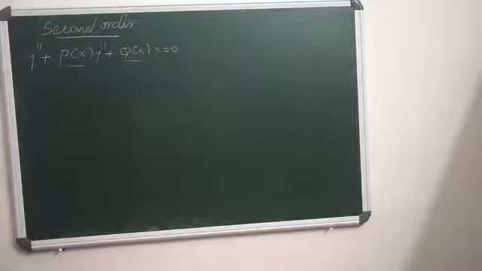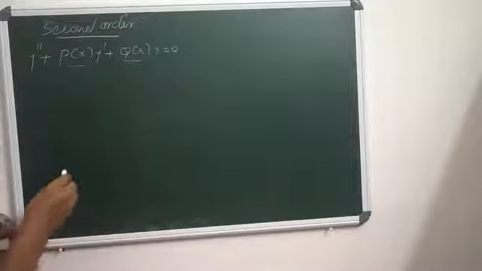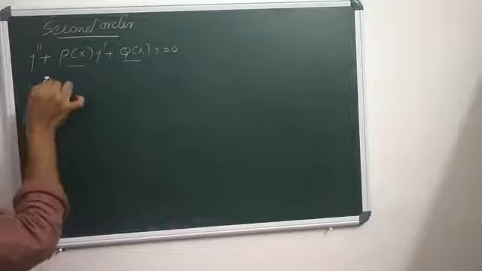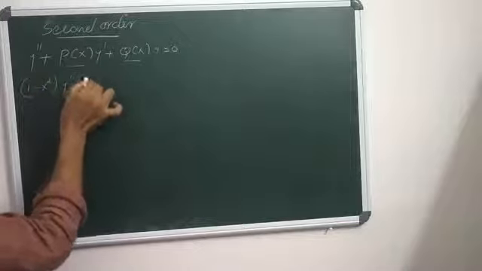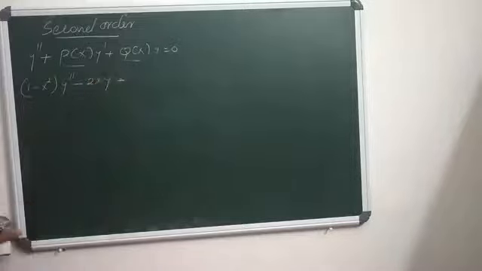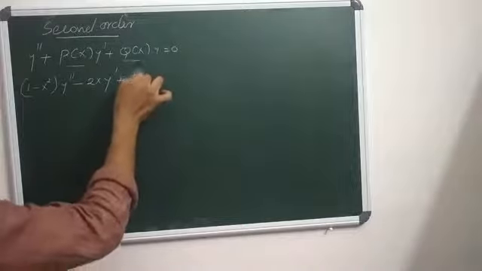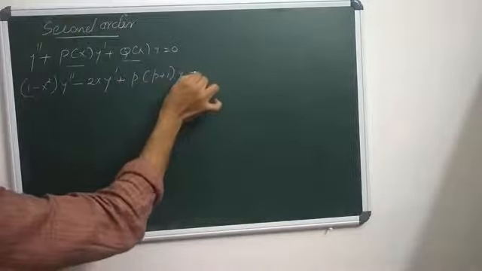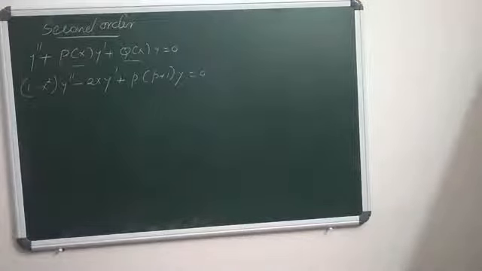Okay. So consider a problem. Consider a differential equation: 1 minus x square into y double dash minus 2x y dash plus p into p plus 1 into y equals 0, which is nothing but called a Legendre equation. 1 minus x square y double dash minus 2x y dash plus p into p plus 1 into y is said to be a Legendre polynomial, and when it is equal to 0 it is said to be a Legendre equation.